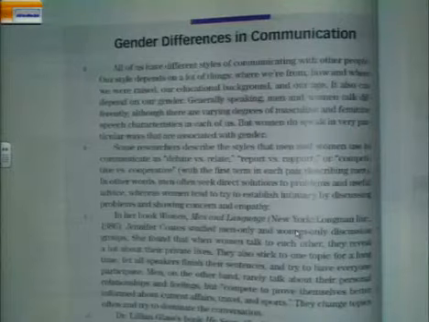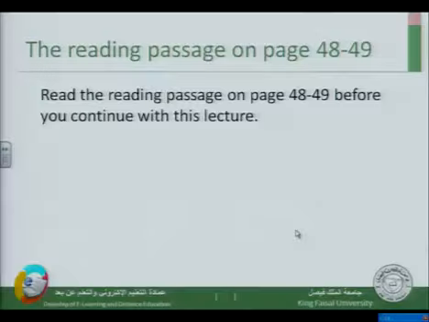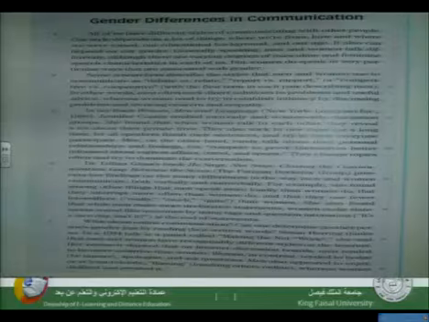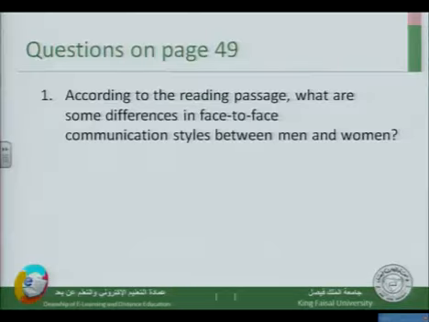Okay? Now, if we go back to our PowerPoint here, this is a very desperate attempt to get you a copy of a screenshot of the reading passage, but it didn't work. So there are questions now on page 49 that we would like to take a look at. And the first question, there are a set of 4 questions, I believe.